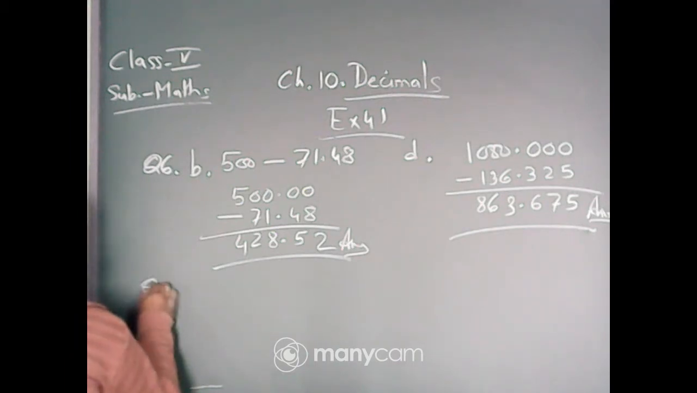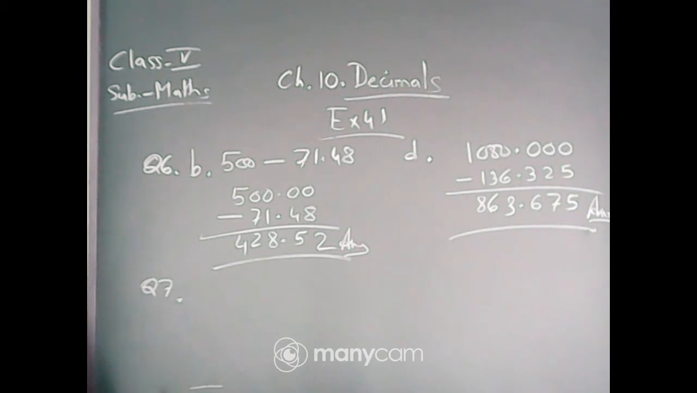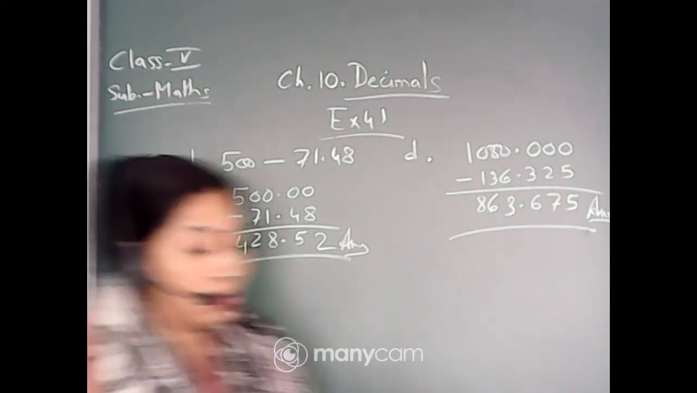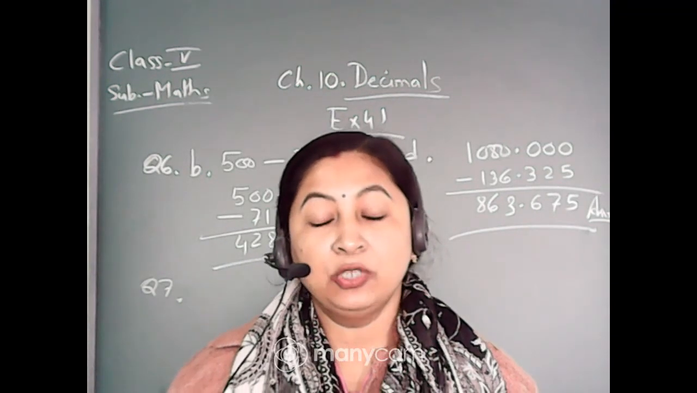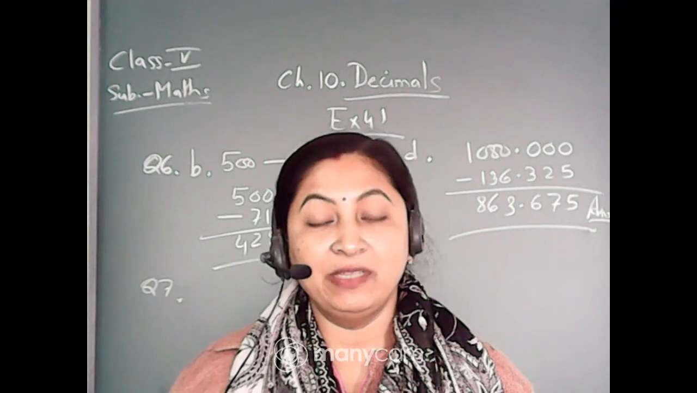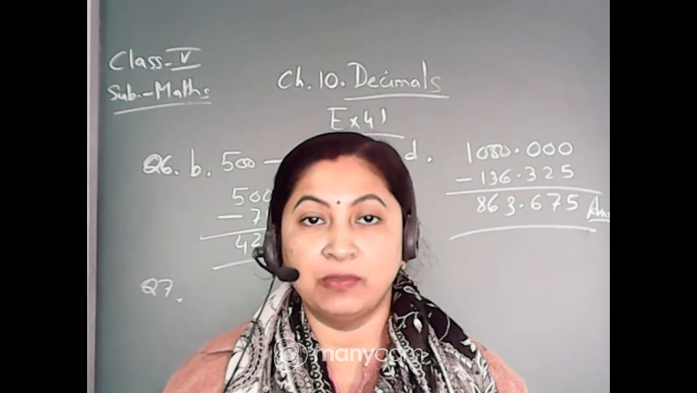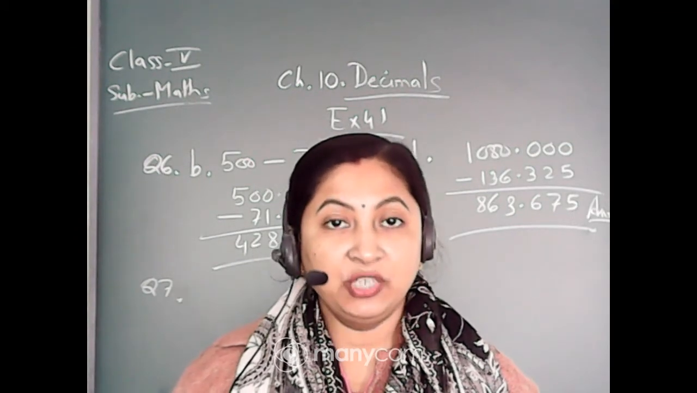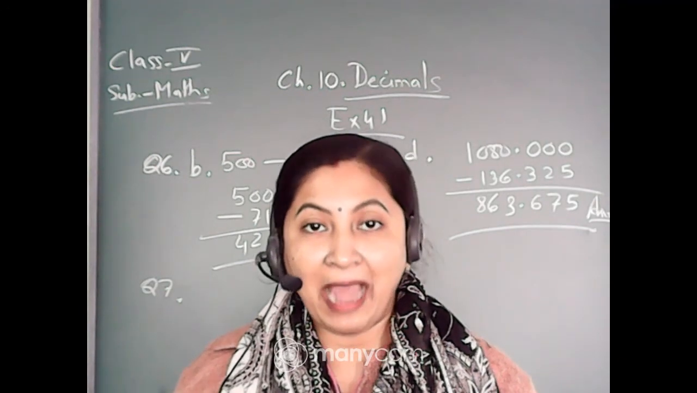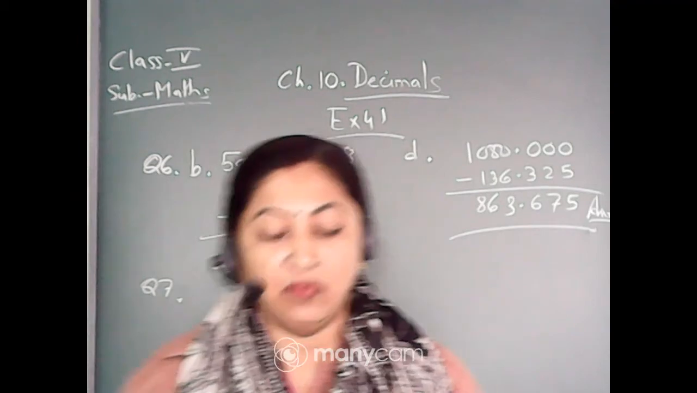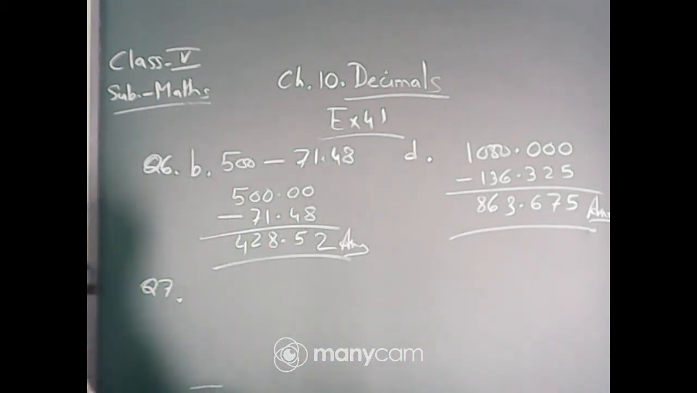Question number 7, simplify. Here two terms are given in the addition form and two terms are given in the subtraction form. So first of all you can do it normally, that means you can add and then subtract the numbers, or you can add the terms in one side, add the two terms which are given in subtraction, and after that subtract. How? Just see. I'm not writing the question directly, I'm writing the solution.